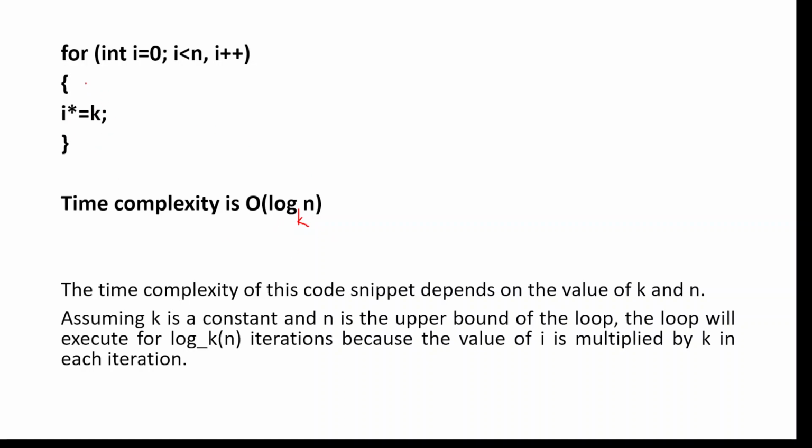Since k is a constant whose value can be anything, the time complexity of this can be represented as order of log n to the base k, because it depends on the input number n as well as the constant value k. Please note, I've missed stating the value of k here. If k is 2, it will be log n to the base 2. If k is 3, it will be log n to the base 3, and so on. So in general, we can write the time complexity as order of log n to the base k. Thank you.